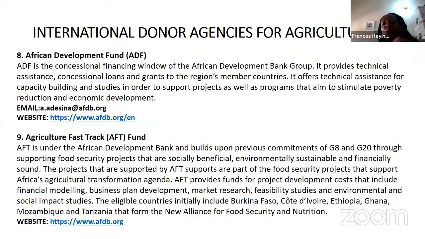They also provide funds for project development costs that include financial modeling, business plan development, market research, feasibility studies, environmental and social impact studies. The eligible countries initially include Burkina Faso, Ghana, Mozambique, and Tanzania that form the new Alliance for Food Security and Nutrition.